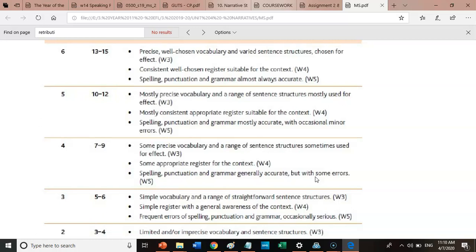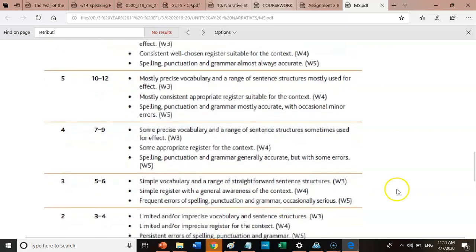If you're one of those people, make sure that you revise comma splices, because a comma splice, using a comma when it should be a full stop, is classed by CIE really as a serious error. So if you're doing that a lot, and by that I mean more than 8 times, you're not going to be able to get much higher than this.